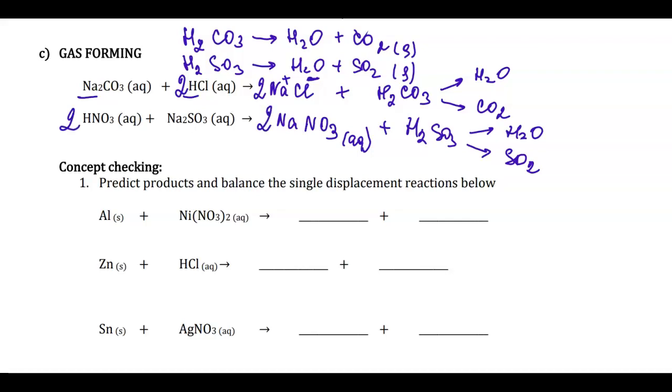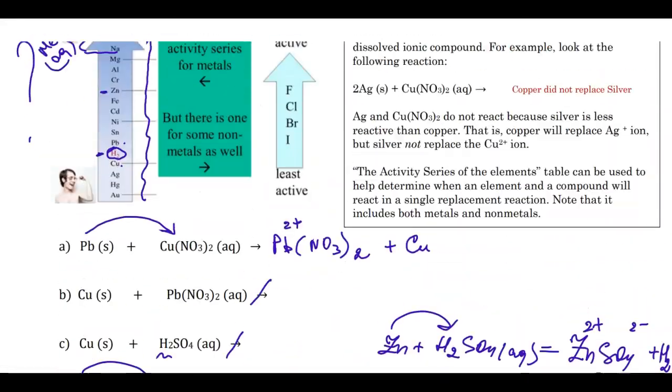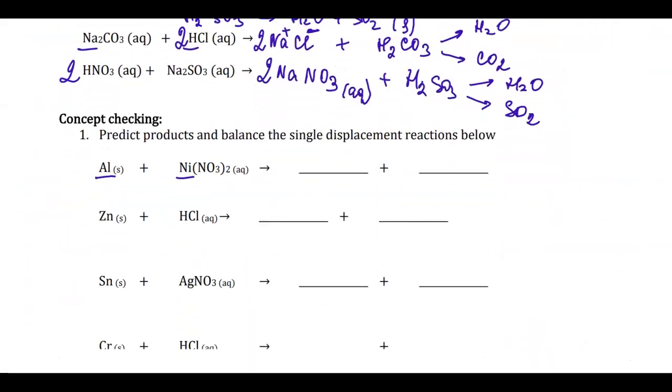And let's do some concept checking, and after you will be good to go with your practice, okay? So the first one, predict products and balance the single displacement reactions below, or single replacement reactions below. So we have metal, and we need to go to this table. So I just forgot what kind of metal.